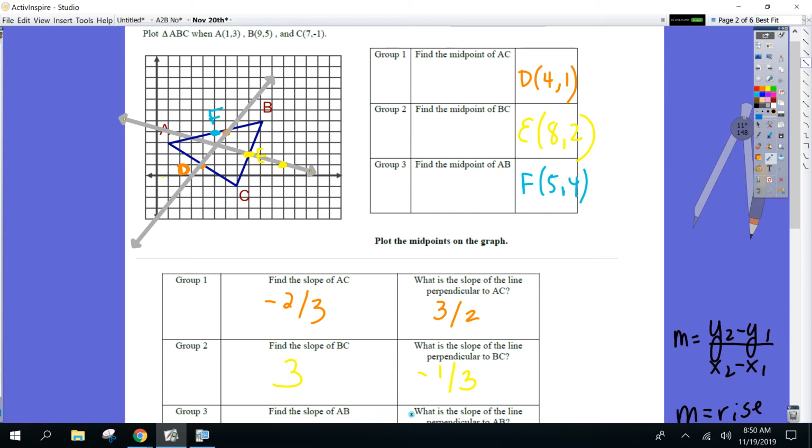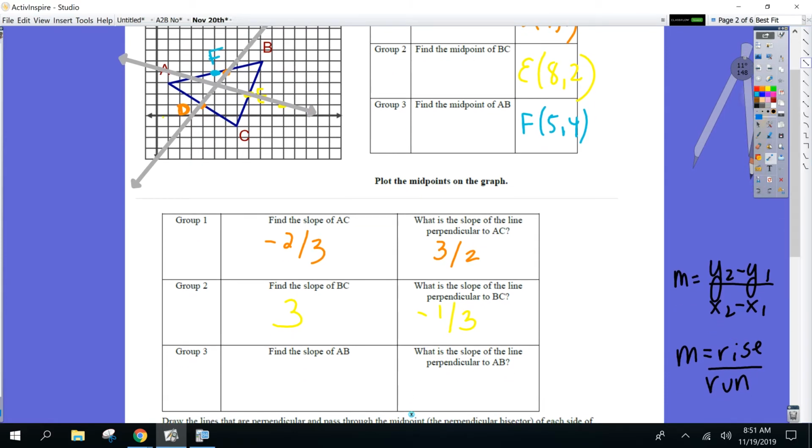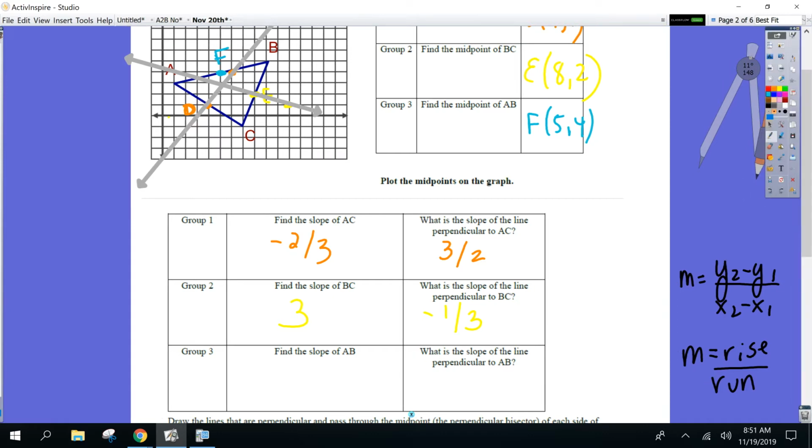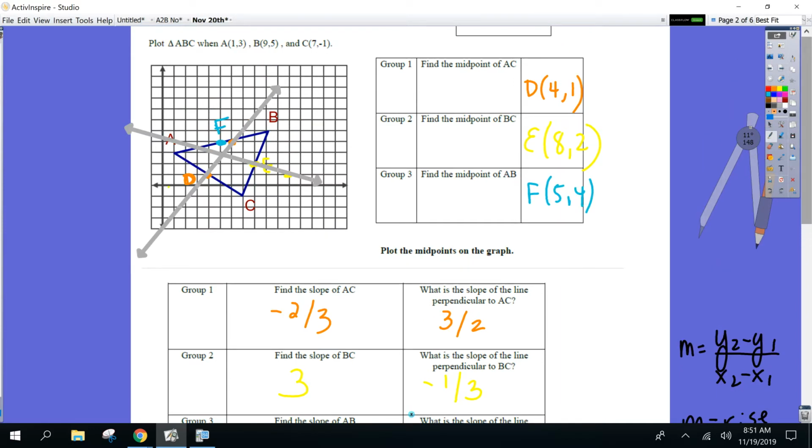Another perpendicular bisector. One more time. Group 3. Slope of AB, 1/4. So what's going to be the slope of a line we're going to graph perpendicular to AB? Negative 4. Yep. So everyone right now, go to point F. How can you get me another point? Down 4, right 1, or up 4, left 1? Your call.